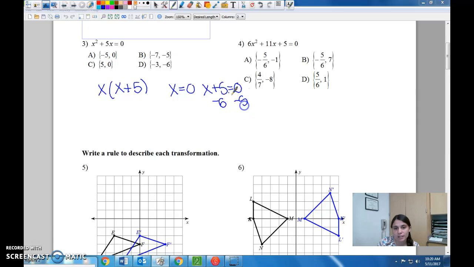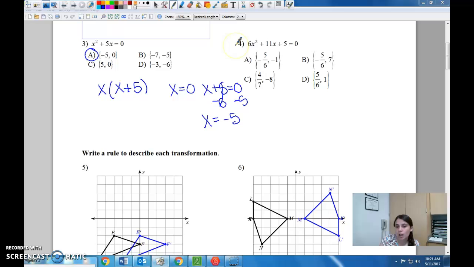And on this one, I've got to minus 5 from both sides. So x equals 0 and negative 5. Again, be careful because 5 and 0 is an option. So don't just look at this and think, oh, 5, I'll circle 5. Make sure you actually set it up and solve so that you don't trick yourself out of some easy points.